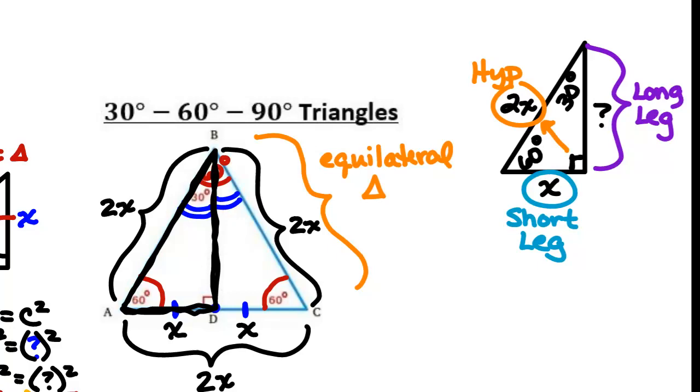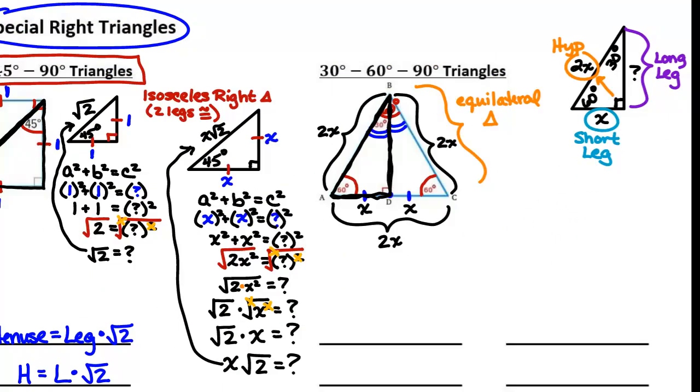I see a relationship between the short leg and the hypotenuse. The short leg is labeled as x, and the hypotenuse is 2 x's. If this short leg was 1, how big would the hypotenuse be? 2. If I put 1 in the place of x here and 1 in the place of x there, that's 2. What about if the short leg was 4? How big would the hypotenuse be? 8. If the short leg was 15, the hypotenuse would be 30. The hypotenuse is always going to be double the size of that short leg.